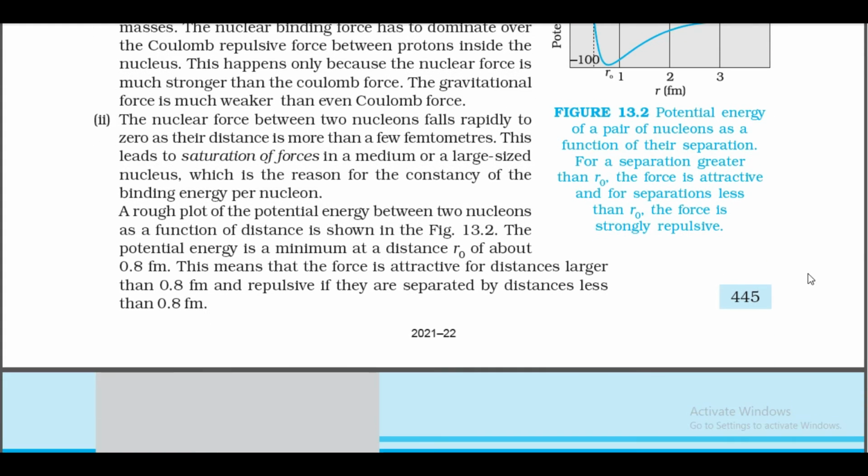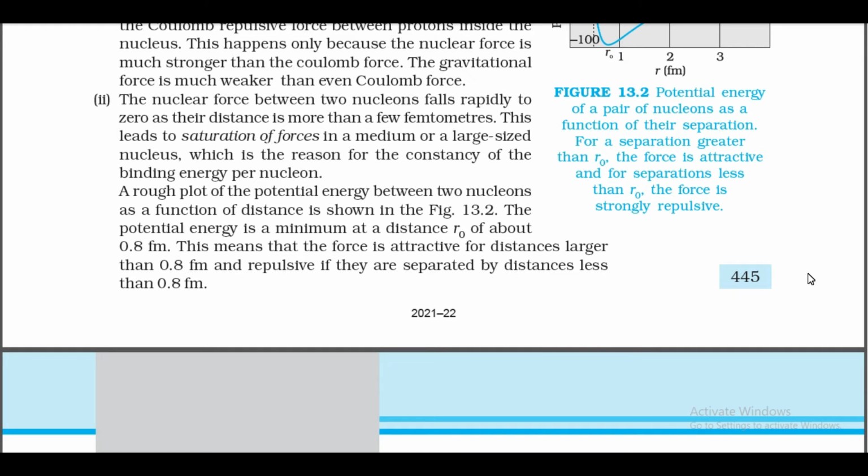Second, the nuclear force between two nucleons falls rapidly to zero as the distance is more than a few femtometers. This leads to saturation of force in a medium or large size nucleus, which is the reason for the constancy of the binding energy per nucleon. A rough plot of the potential energy between two nucleons as a function of distance is shown in Figure 13.2. The potential energy is a minimum at a distance r0 of about 0.8 femtometer.